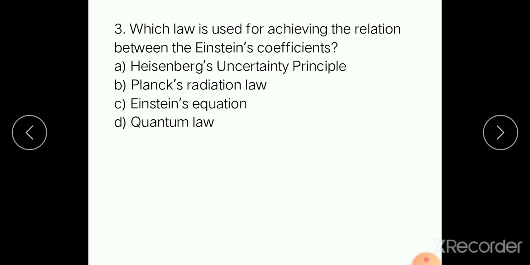Third question, which law is used for achieving the relation between the Einstein coefficients? Option A, Heisenberg's uncertainty principle. B, Planck's radiation law. C, Einstein's equation. D, quantum law. Yes, option B is the right answer, that is Planck's radiation law.